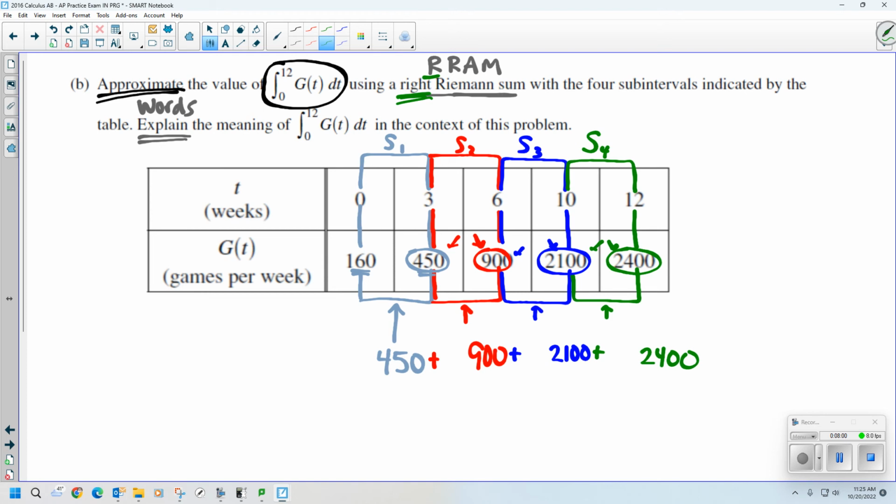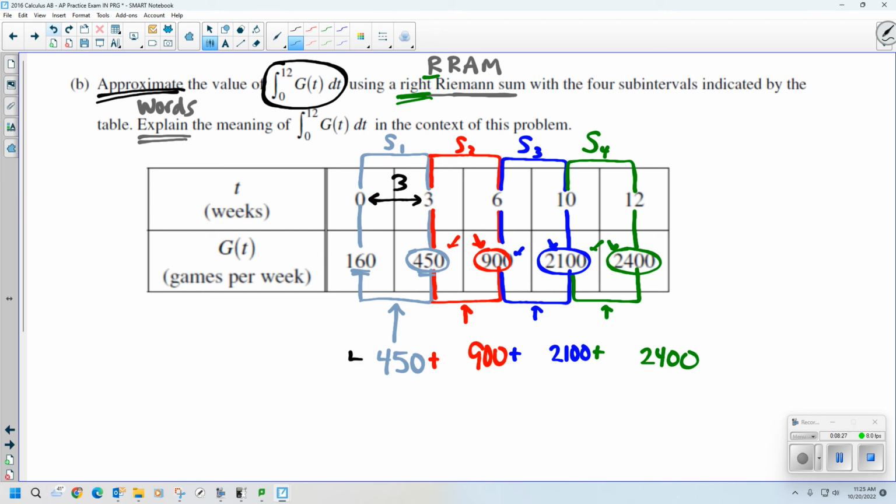Now, let's not forget, we need to multiply our sum, this addition, by the width. And if these were all the same width, I would take it and multiply it by whatever that width is. But they're not all the same width. That's where the problem comes in, and that's why I left space here. This has a width of 3.